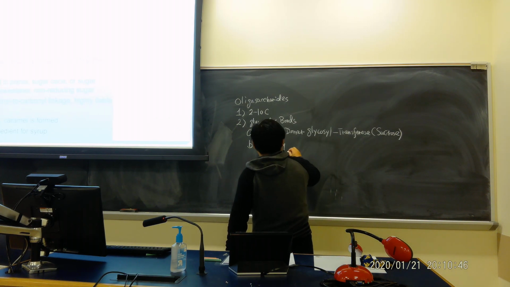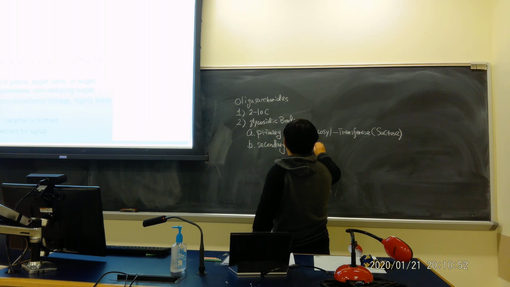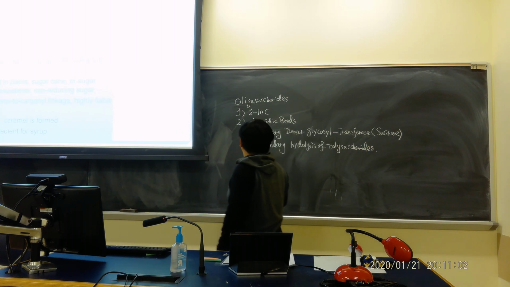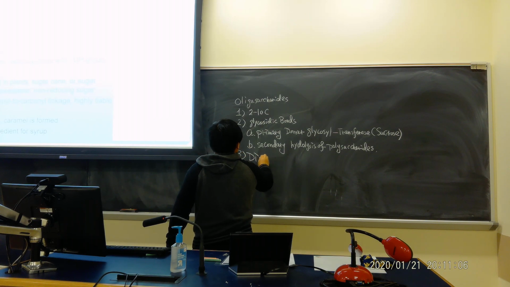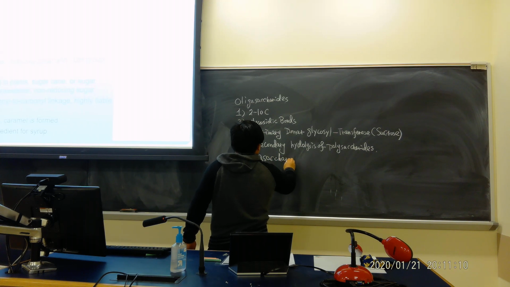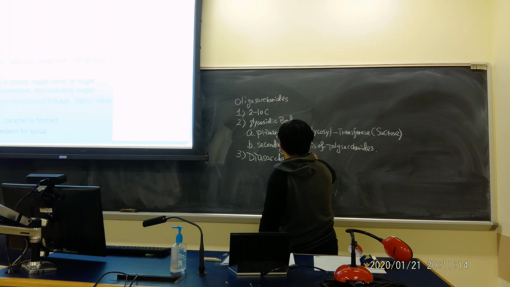The secondary glycosidic bonds come from the hydrolysis of polysaccharides. Now, what we'll care about more here is the disaccharide. Disaccharides, we usually sometimes call a double sugar.